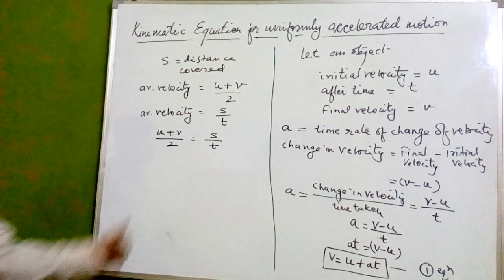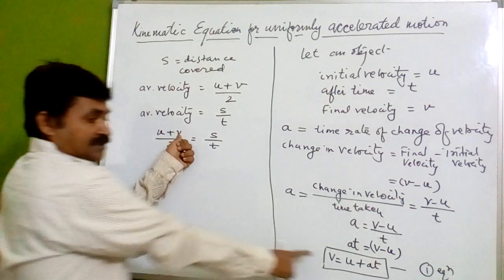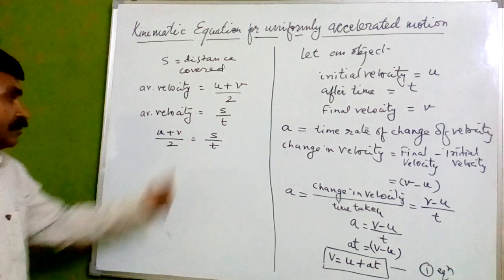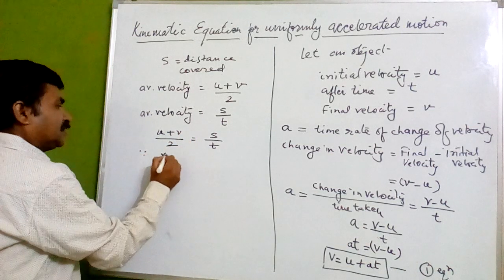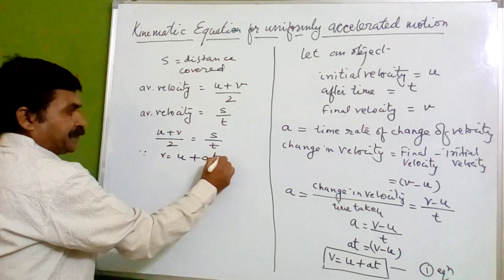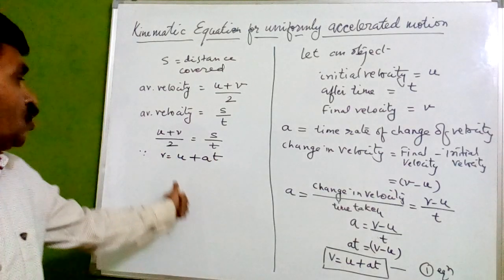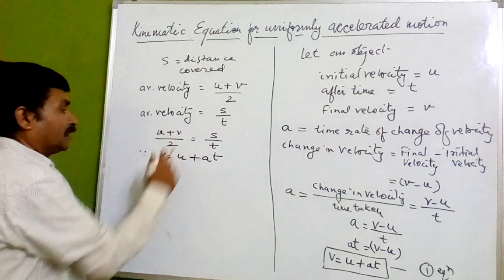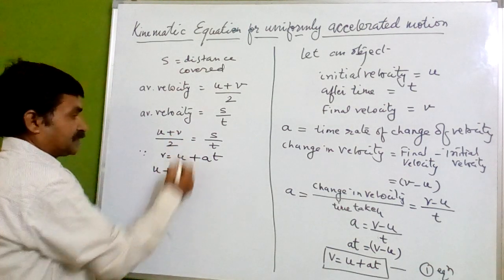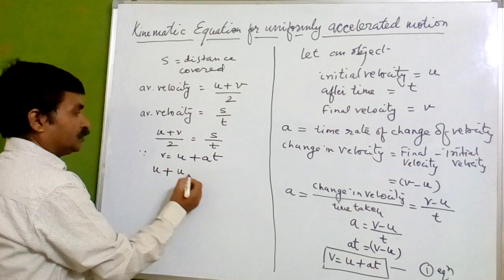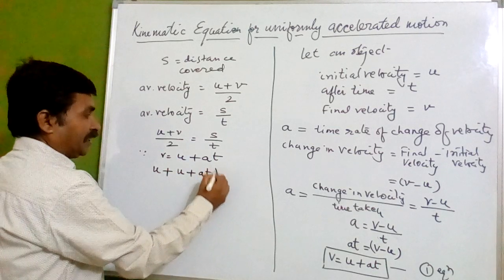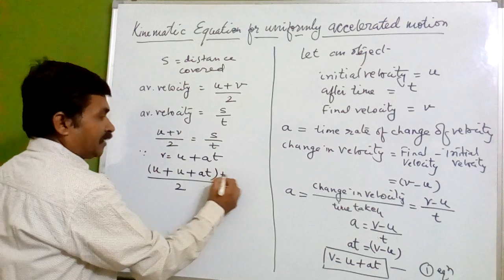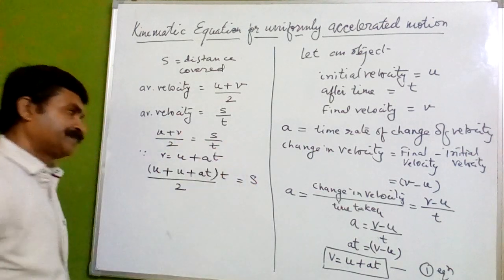Okay. Now we have got this relation here: v is equal to u plus at. We can substitute this value since we know that v is equal to u plus at. Now we are going to substitute here. So what are we going to have now? We will see that (u plus a into t) divided by 2, and this t multiplied here, and we are getting this s.